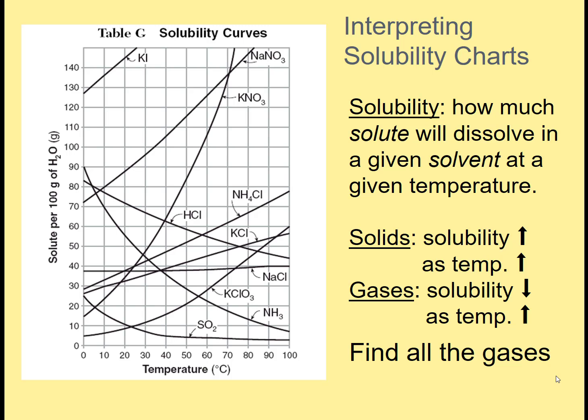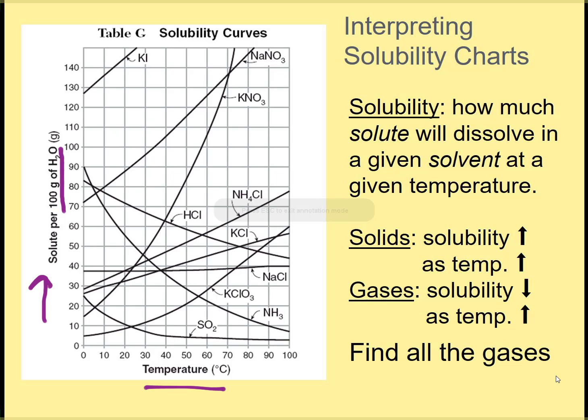Let's look at interpreting solubility charts. First of all, solubility is how much a solute will dissolve into a given solvent at a given temperature. And so on this y-axis, just to standardize things, we're going to put different amounts of solutes in 100 grams of water. So that is our standard. And then we compare the temperature.